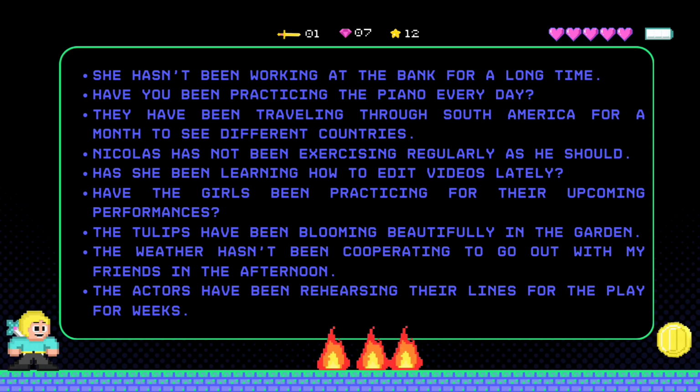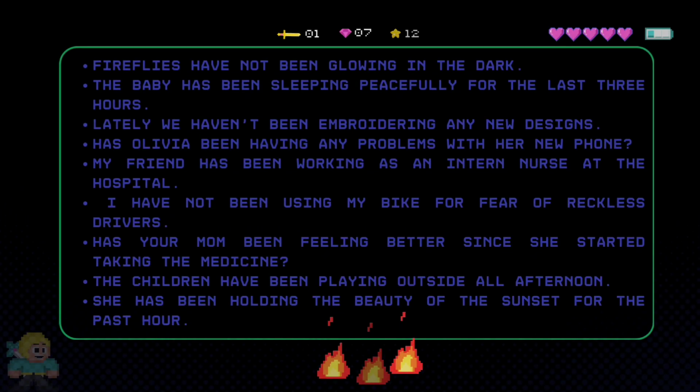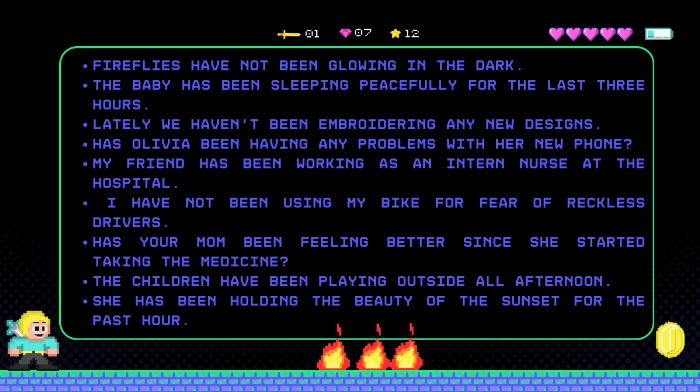The tulips have been blooming beautifully in the garden. The weather hasn't been cooperating to go out with my friends in the afternoon. The actors have been rehearsing their lines for the play for weeks. Fireflies have not been glowing in the dark. The baby has been sleeping peacefully for the last 3 hours. Lately, we haven't been embroidering any new designs.